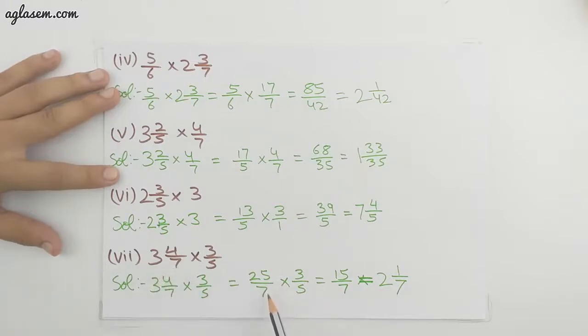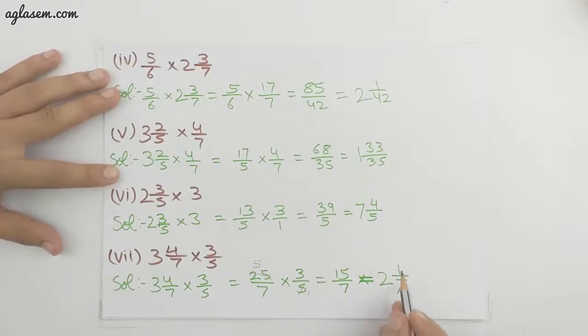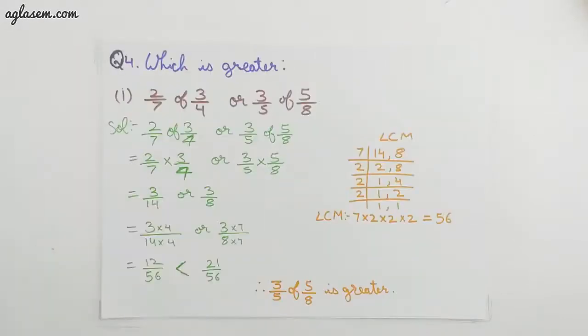Now 25 upon 7 will multiply by 3 by 5, which will be 15 upon 7, like 5 ones are 5, 5 5s are 25, and 3 into 5 is 15, 7 is 7 itself. This is again an improper fraction. We will change it into a mixed fraction, which will be 2 whole 1 by 7. Moving to the fourth question of this exercise, that is question number 4.